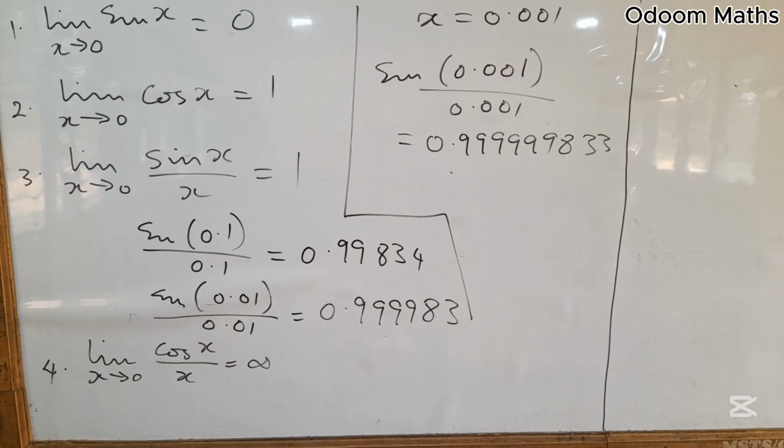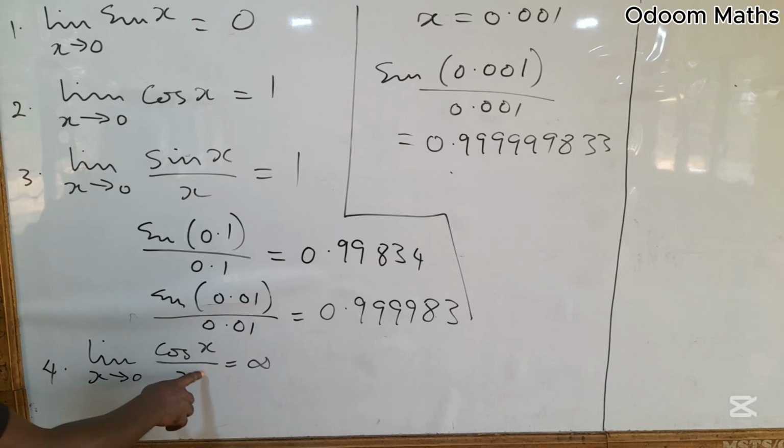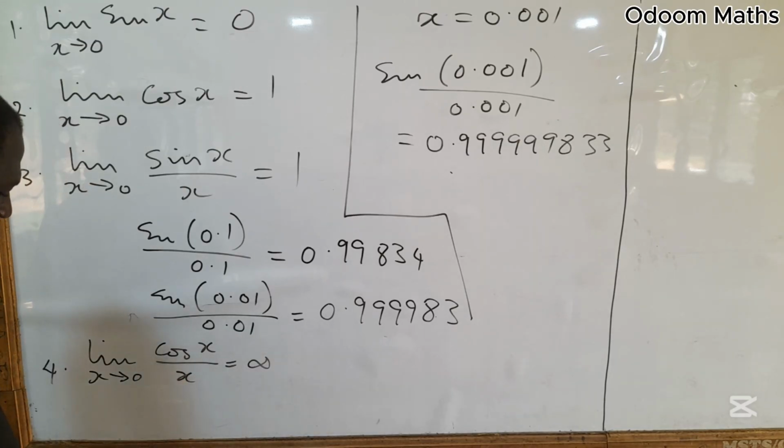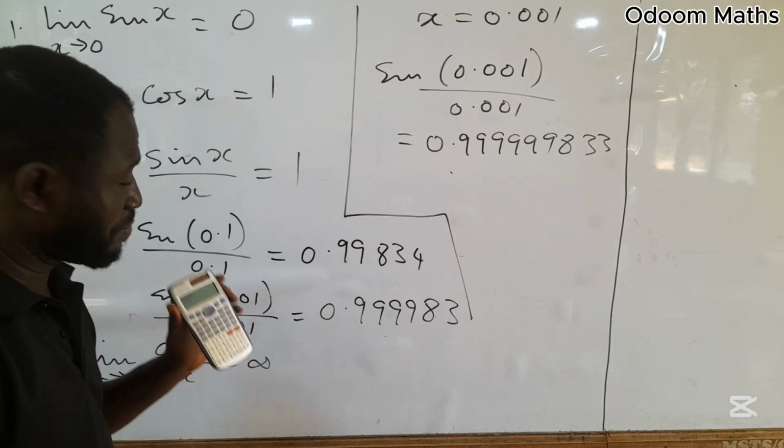Now let's look at the last one. The limit of cos x over x as x approaches 0, they are saying it's infinity. When we use the calculator, cos 0 over 0, the calculator cannot provide the answer.